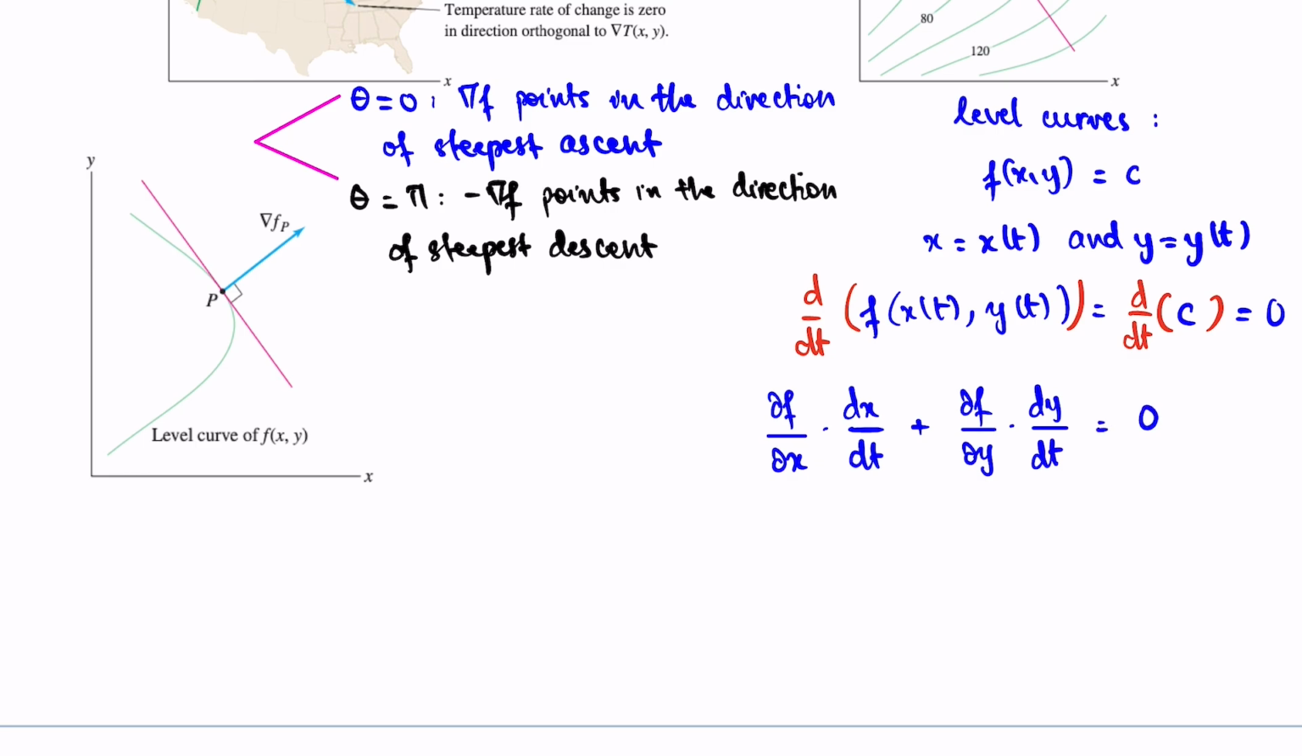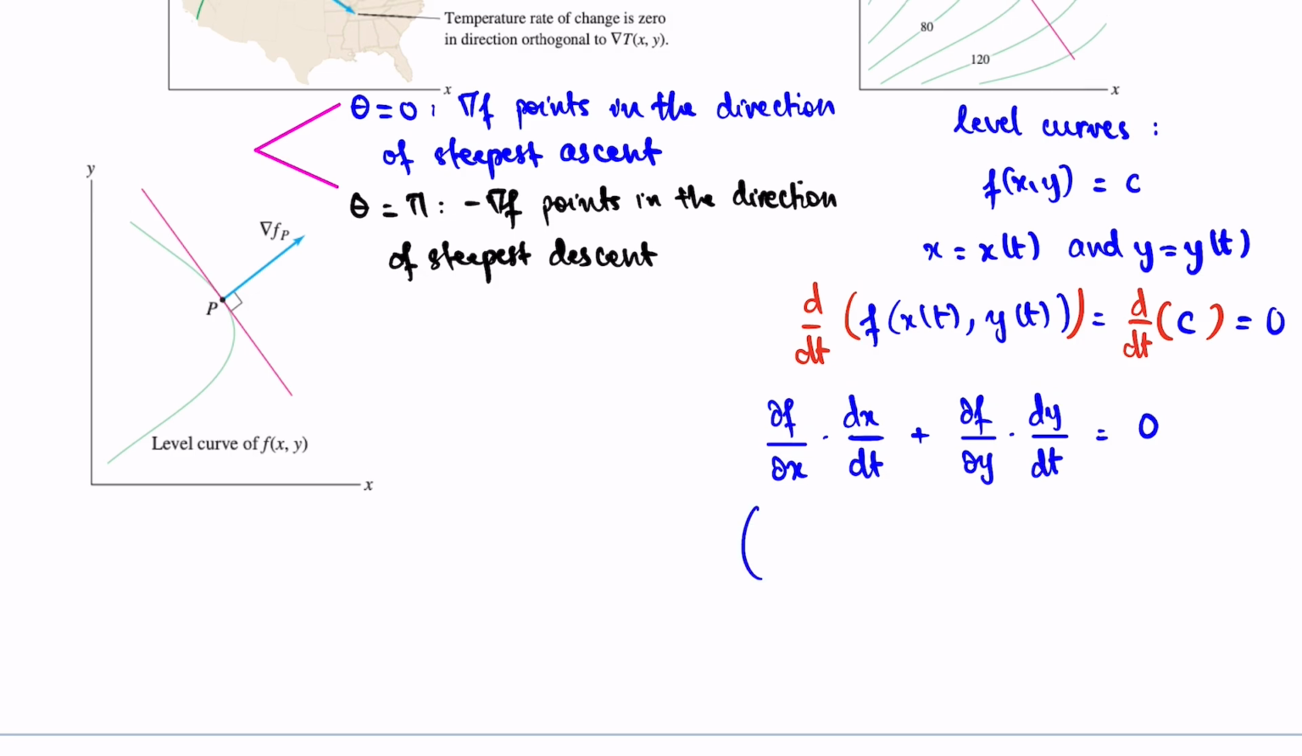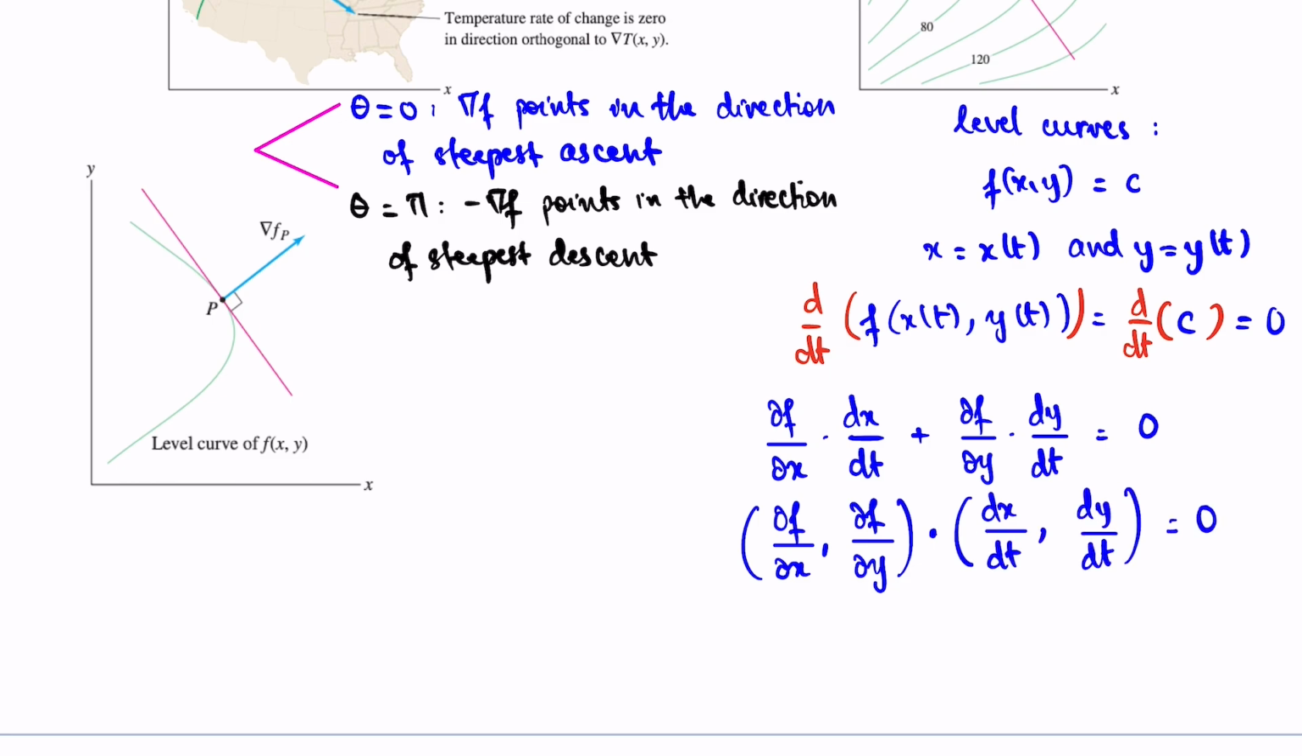Now, as you can see, the left-hand side is actually a dot product between two vectors. That is the vector of the form partial f partial x, partial f partial y, dotted with the vector dx/dt, dy/dt, and is equal to 0. We learned earlier that the first vector is actually the gradient of the function f. So this is the gradient of f, dotted with the vector dx/dt, dy/dt.